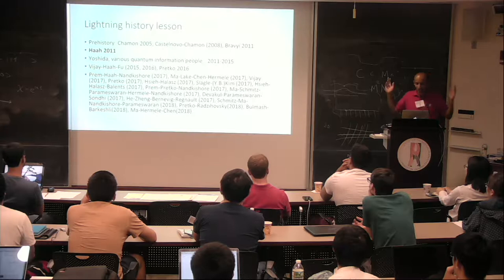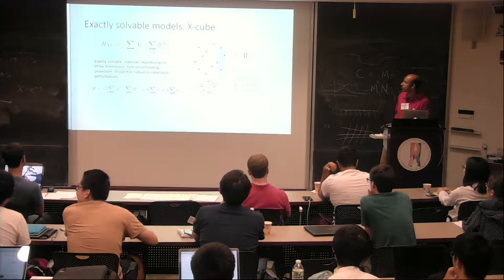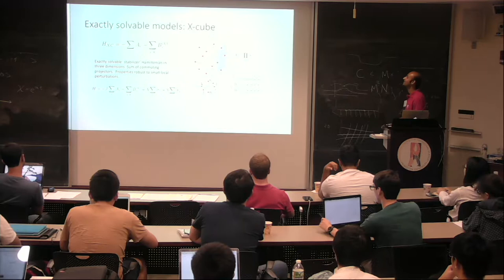There's lots of activity on fractons, but I still haven't really told you what they are. It's easiest to explain what they are by example. The easiest example which illustrates what fractons are all about is a model called the X-cube, introduced by Vijay, Haah and Fu. Actually, first introduced by Castelnovo and Chamon, but buried in Appendix D, and then rediscovered by Vijay, Haah and Fu. So this is the X-cube model.